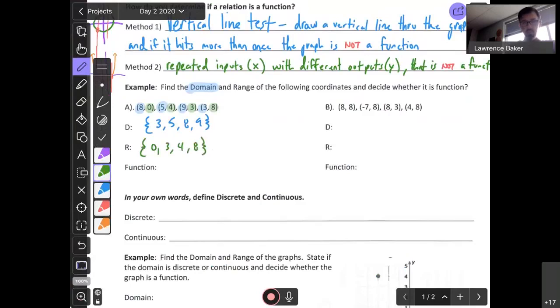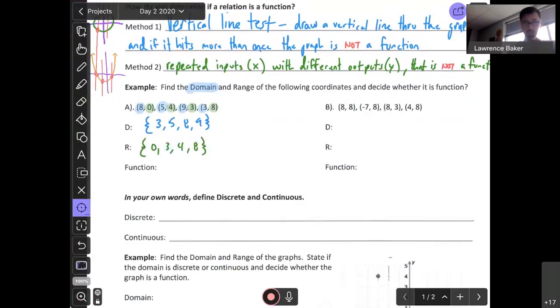I had a student in first hour ask if it mattered that the 3 shows up here and here, and the 8 shows up. That doesn't matter at all. When we say no repeats, it's within that group. No repeats allowed within this group. The groups don't really have anything to do with each other.